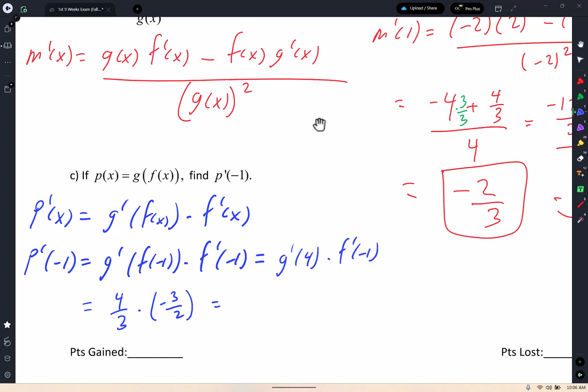I wrote that right? Okay. The 3's cancel out. It's still negative. 4 divided by 2, negative 2. Do you guys see how we got it? And there it is.